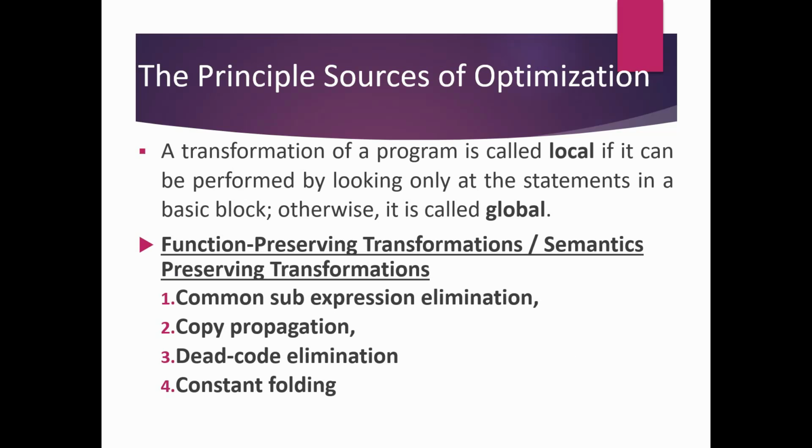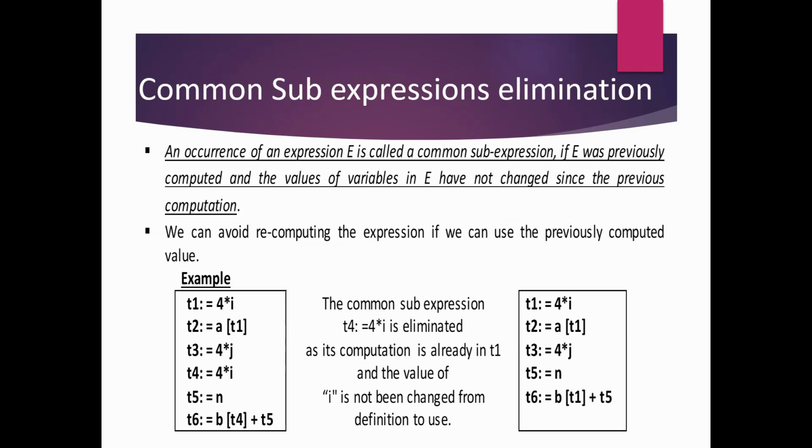Some of the principal sources of optimization are common sub-expression elimination, copy propagation, dead code elimination, and constant folding. There is a concept of basic blocks in compiler design. Once we define basic blocks, that is, separate the code statements into basic blocks, the transformations carried out inside these basic blocks are called local transformations. And if we consider all the basic blocks and apply a certain transformation, that transformation is considered a global transformation.